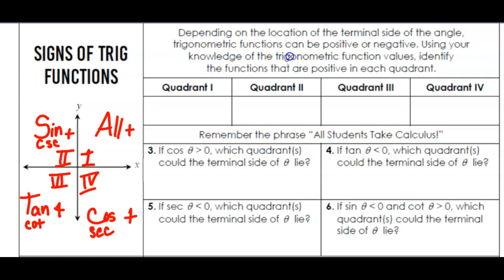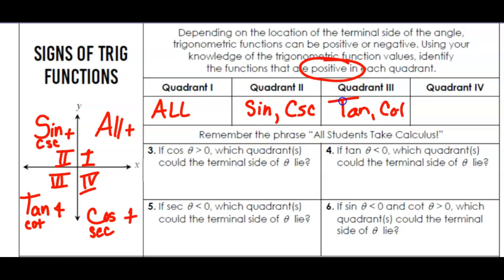All right, so using your knowledge of trig functions, identify the function that is positive. In quadrant 1, they are all positive. I'm not going to list them all. In quadrant 2, sine is positive, and therefore its reciprocal cosecant is positive. Quadrant 3, tangent and its reciprocal cotangent are positive. Quadrant 4, cosine and its reciprocal secant are positive. All students take calculus, again, is the phrase.